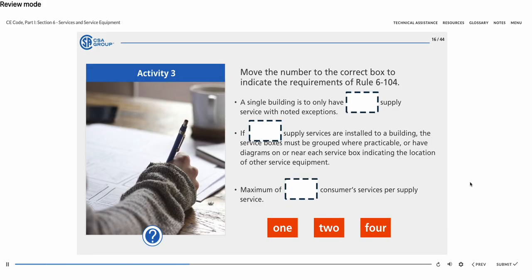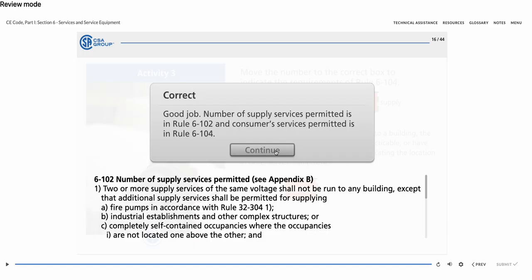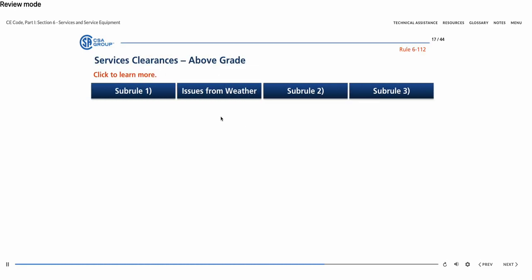Time for an activity. Choose your response and then select Submit. Select to learn more.